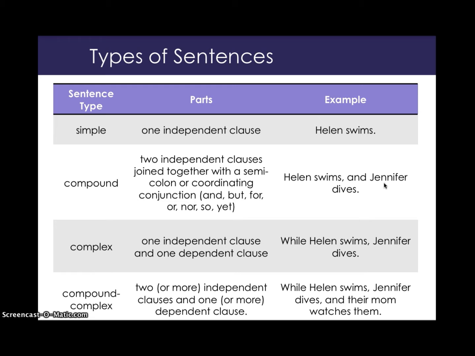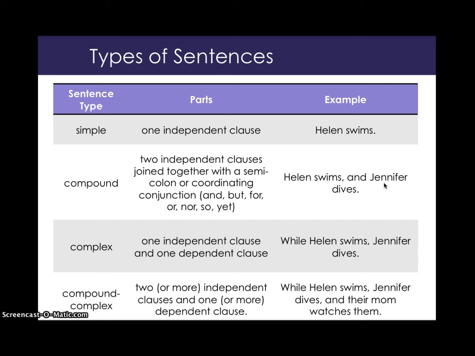In the complex sentence, we have one independent clause and one dependent clause. So the example, while Helen swims, Jennifer dives. The dependent clause is while Helen swims. The independent clause is Jennifer dives.